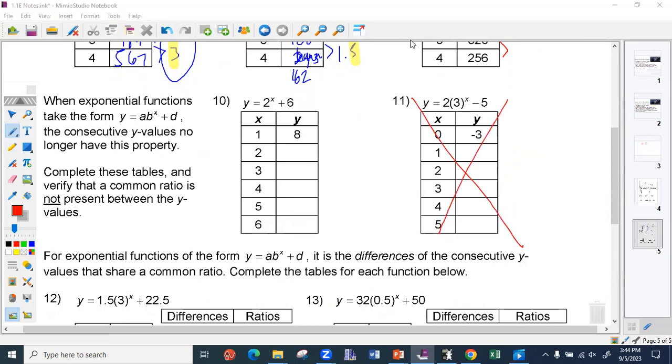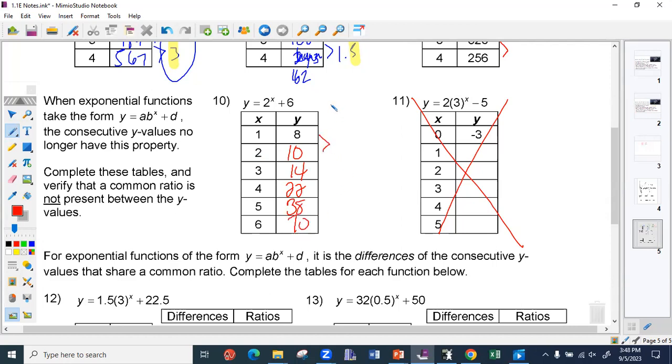So I want you to fill in the table for 10, and then we're going to look at the pattern. All right, here we go. What values did we get? 10, 14, 22, 38, and 70. Okay.